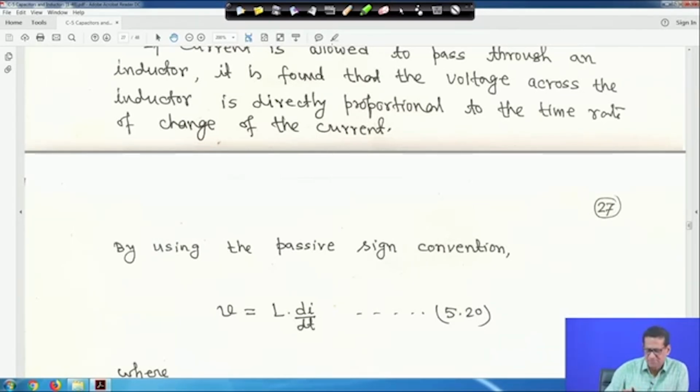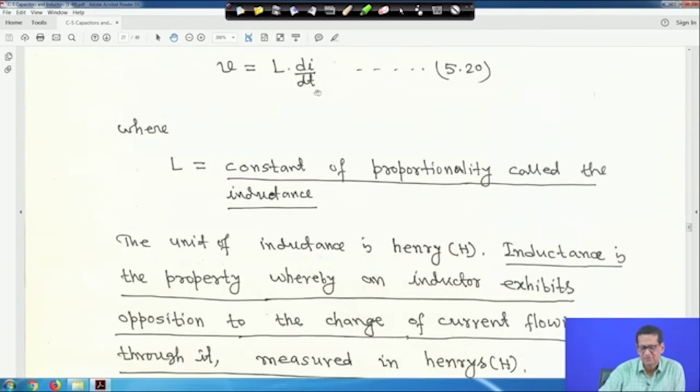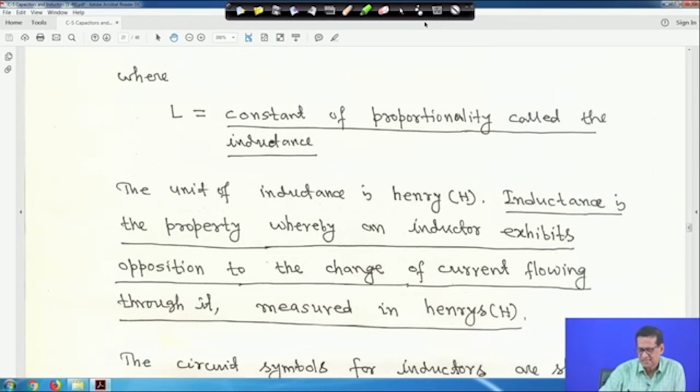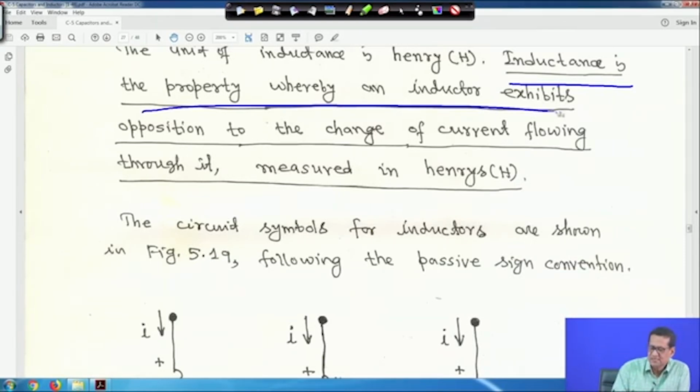By using the passive sign convention, V is equal to L into di by dt. This is equation 20, where L is the constant of proportionality called inductance. The unit of inductance is the Henry, and inductance is the property whereby an inductor exhibits opposition to the change of current flowing through it, measured in henries.